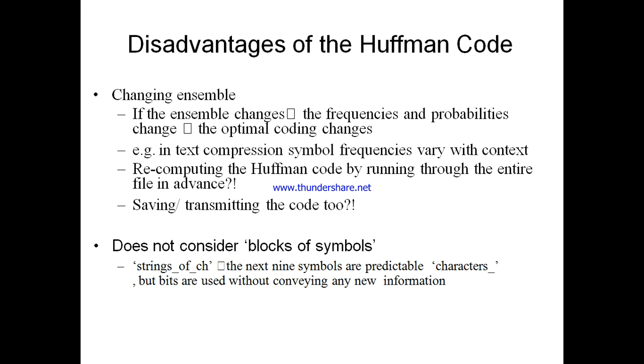The disadvantages of Huffman code are that the frequencies and probabilities may change, and the code fixed for a particular symbol will also have to change. This is one of the major drawbacks of Huffman coding. We have to recompute the Huffman code by running through the entire file in advance to set the lengths. It also does not consider blocks of symbols, that is strings of predictable characters, so bits are used without conveying any information. These are the various disadvantages of Huffman coding.